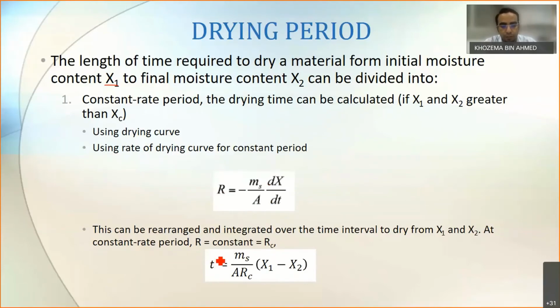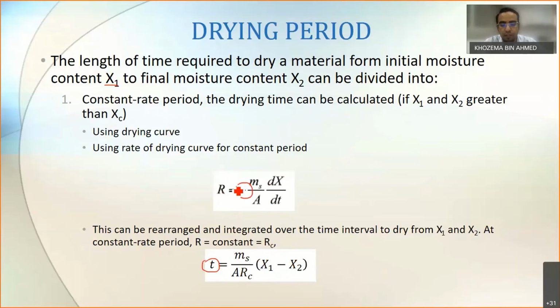T here is our time for drying, the time for drying in constant rate period drying. So T is equal to MsA over Rc, in bracket, x1 minus x2. Remember why x1 minus x2, because we have this negative sign.